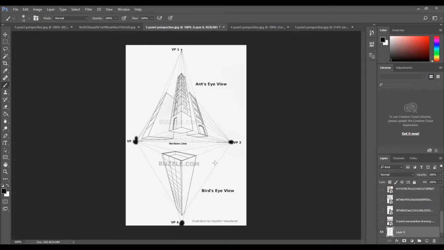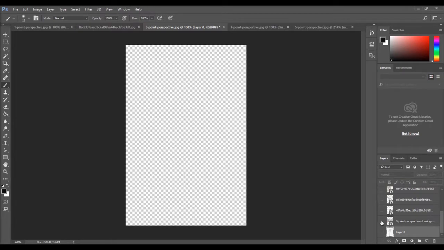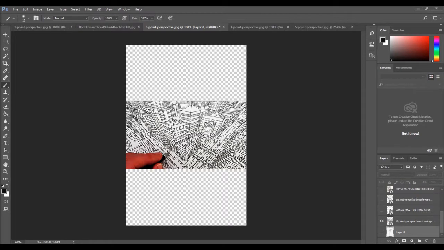So it gives us a 3-point perspective effect. Okay, so there are two views, one ant's eye view and second bird's eye view. It is called 3-point perspective. Okay, let's take another example. Here we can see one point here, second point here, and third point below the horizon line. It gives us a bird's eye view.